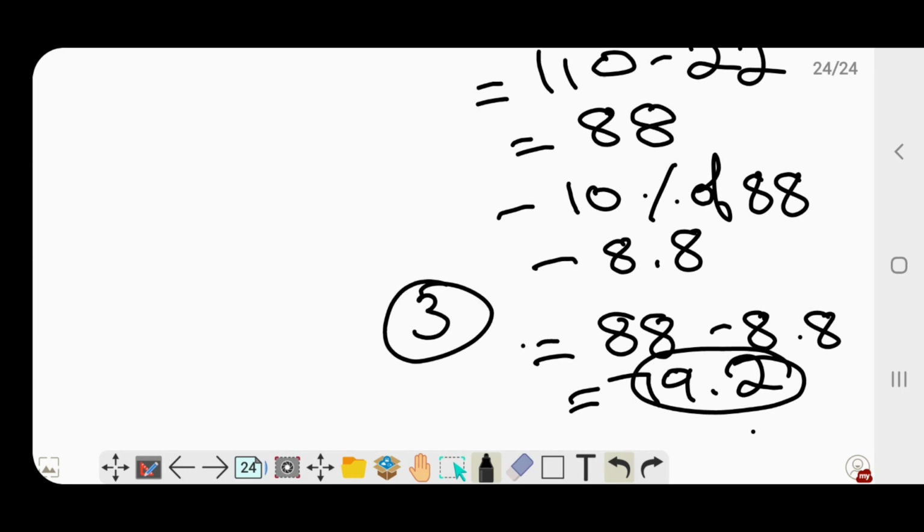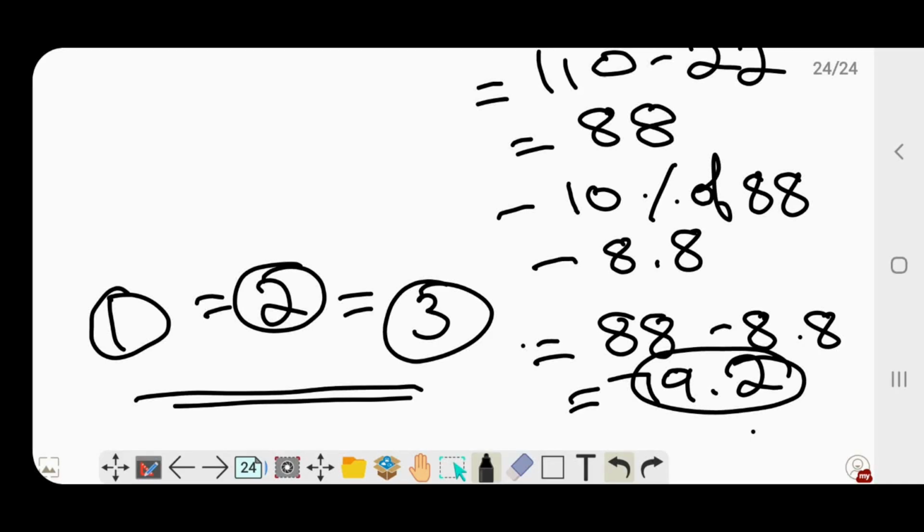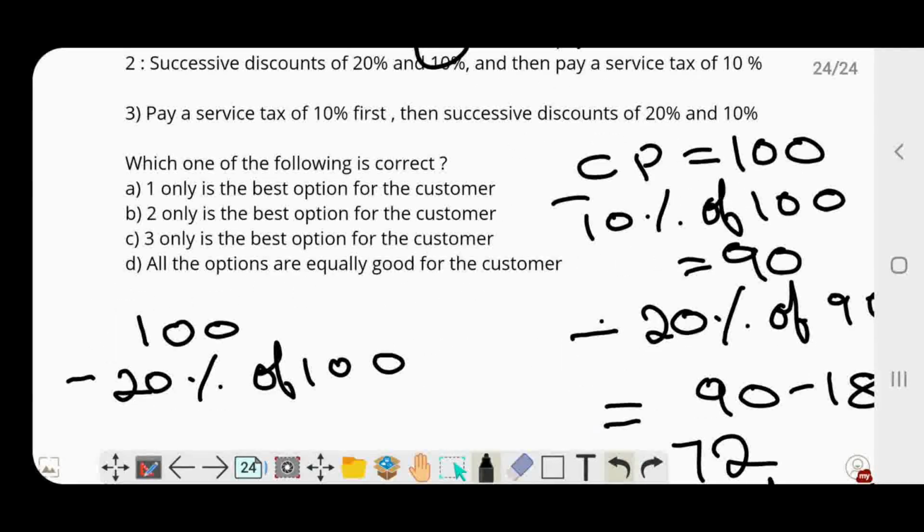So there's no difference between the first scenario, second scenario and third scenario. All the scenarios are equal to each other. So option D is the right answer. All the options are equally good for the customer. Option D.